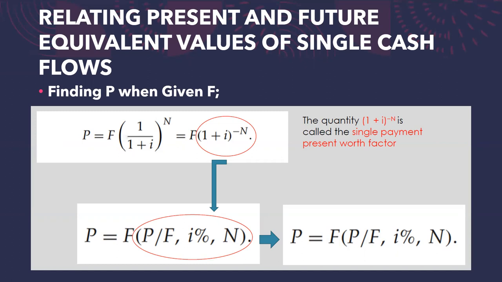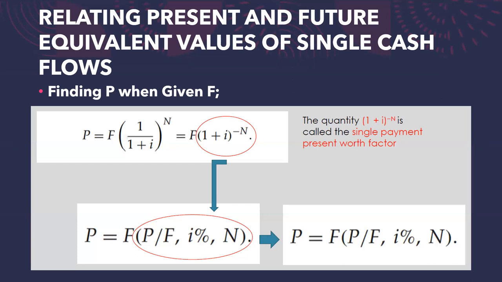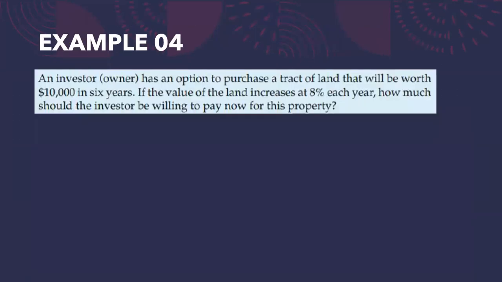It's simply P equal to F into (P over F, i, N). Not F over P, here it is P over F, comma the interest rate, comma the capital N. So can you try to do this example using this equation? Now we don't need to go through the table, we can directly use the equation.